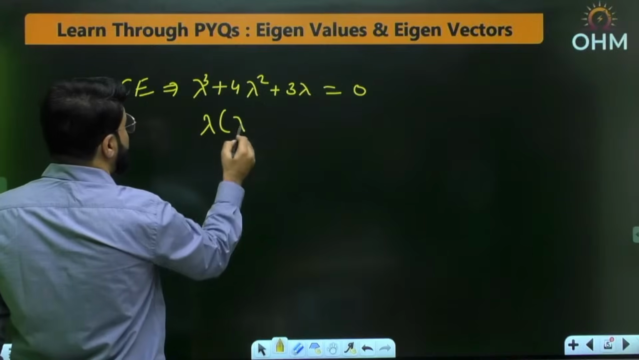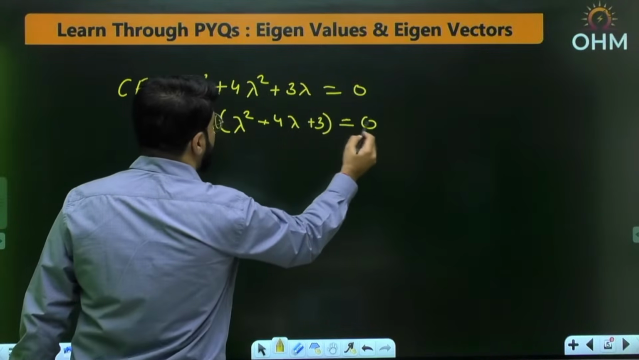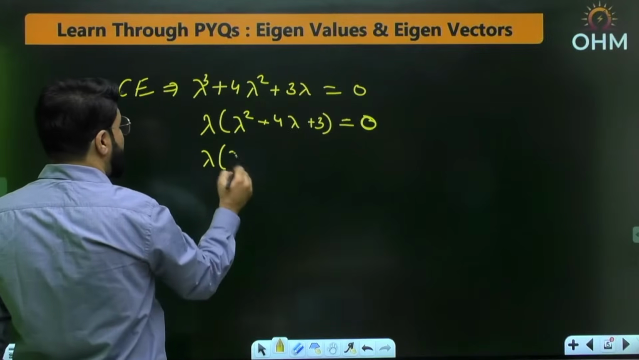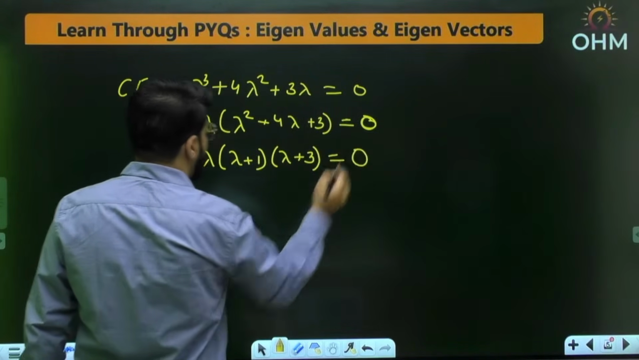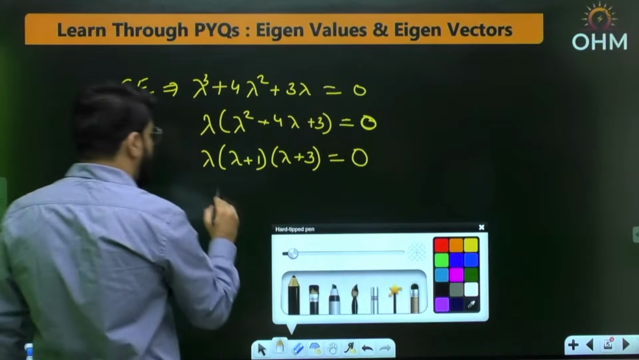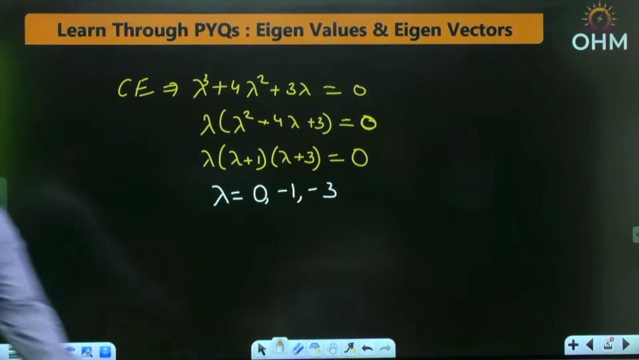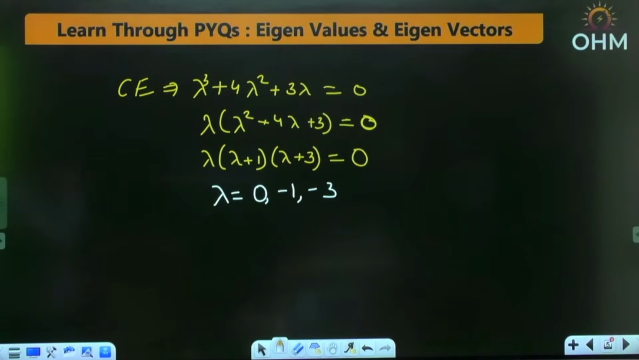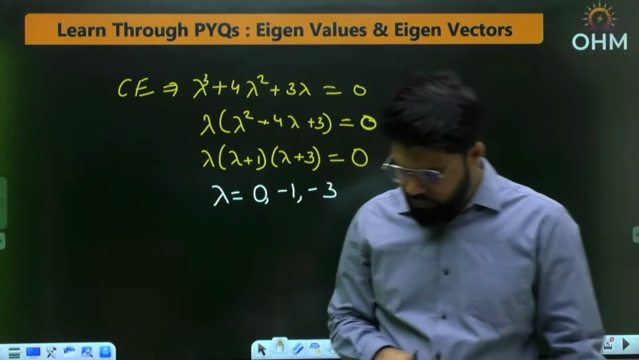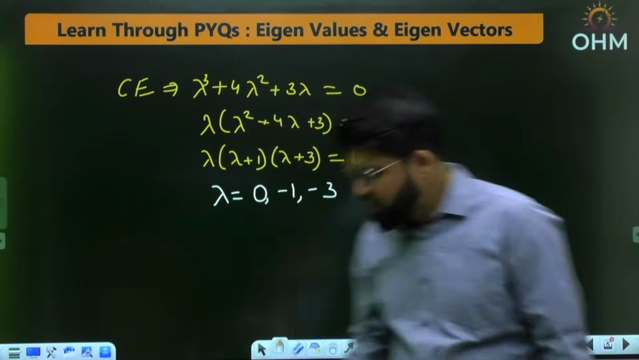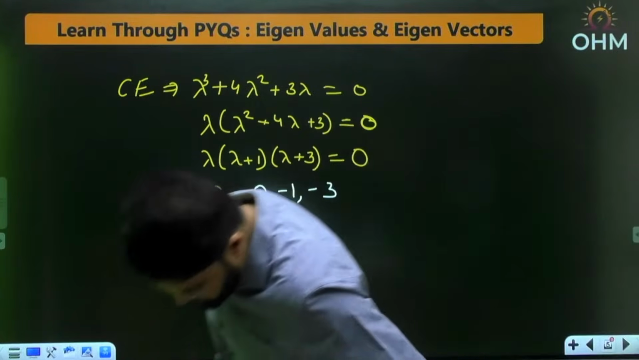So lambda outside, then you have lambda square plus 4 lambda plus 3, which is also factorizable. So lambda plus 1, lambda plus 3 equal to 0. So what is the value of lambda? 0, minus 1, minus 3. Correct. This is the answer.